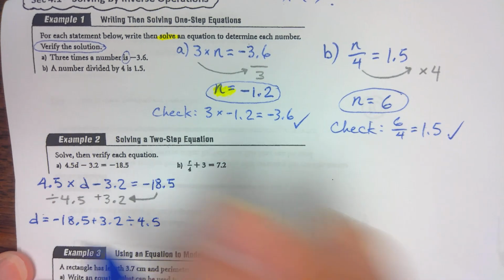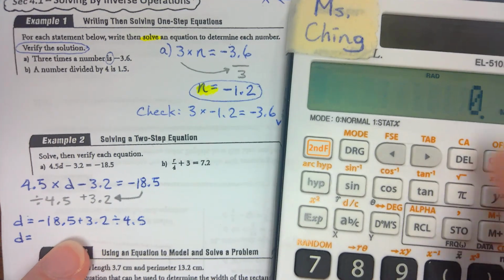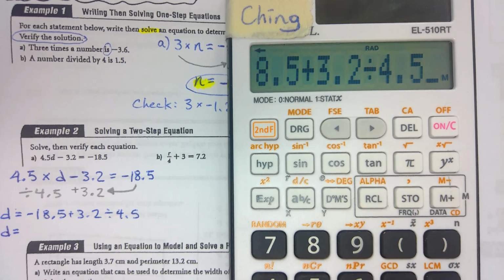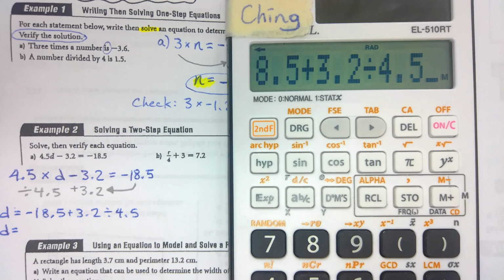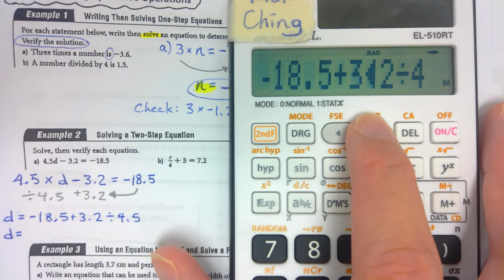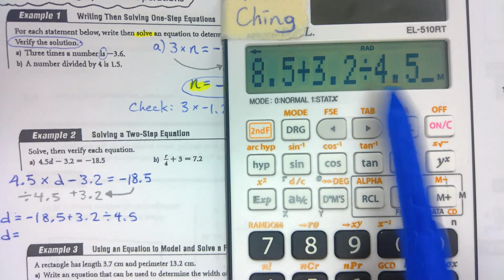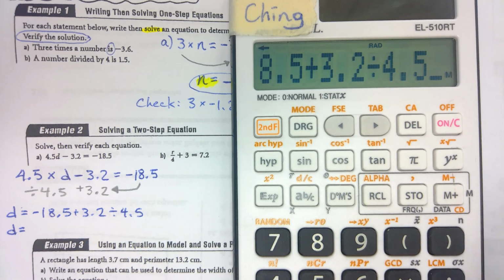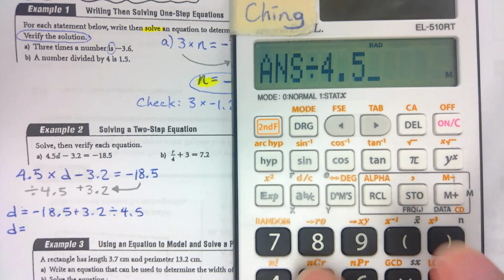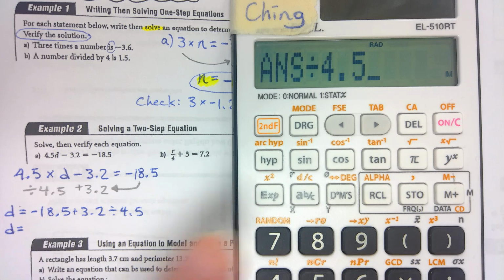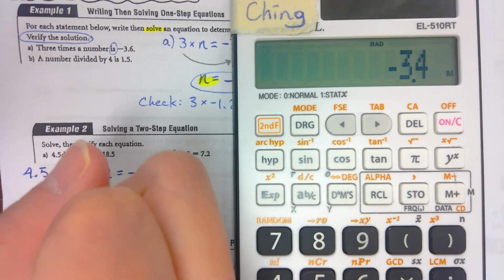If you do that on your calculator, negative 18.5 plus 3.2 divided by 4.5. If I just use my calculator, what's wrong with what I just typed in? Yep, the 3.2 will be divided by the 4.5. Your calculator will want to do bad math and divide first. But based on right here, we know we want to add first before we divide. You can either add brackets or add first, press equal, and then divide by 4.5. This is a common mistake that people do. Make sure you don't fall for this mistake on your calculator. So either add brackets or press equal and then divide. Then you'll get negative 3.4.